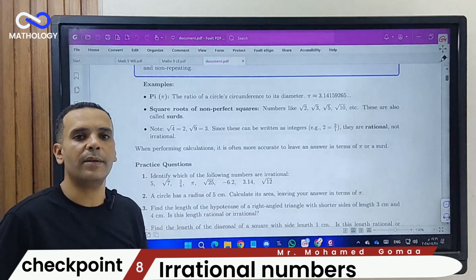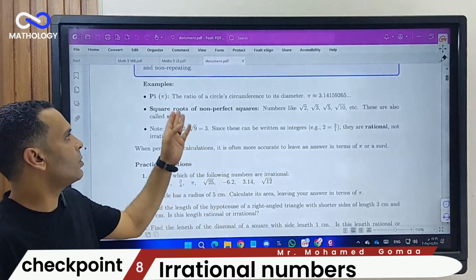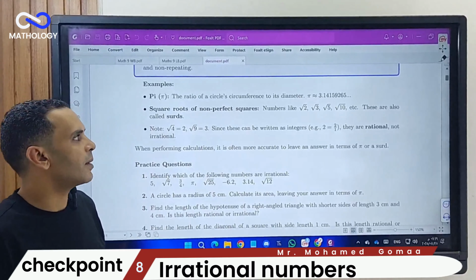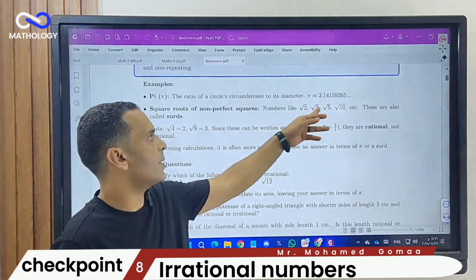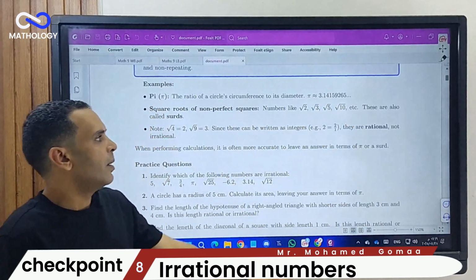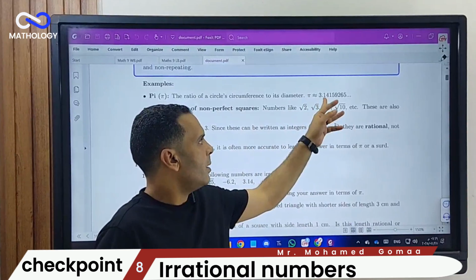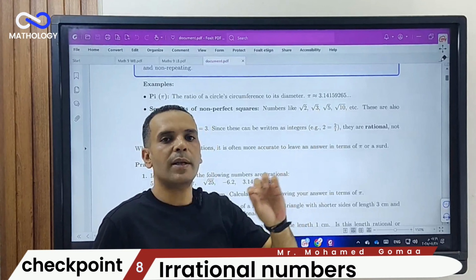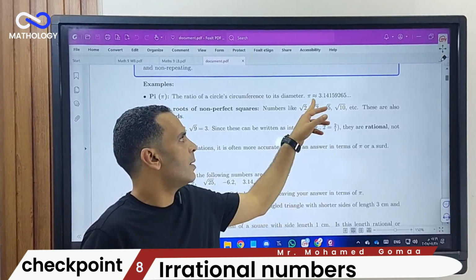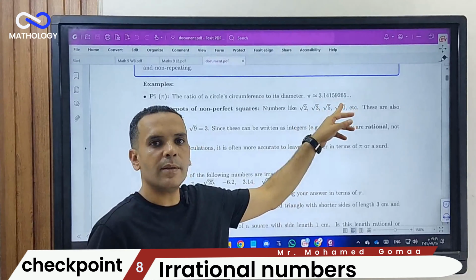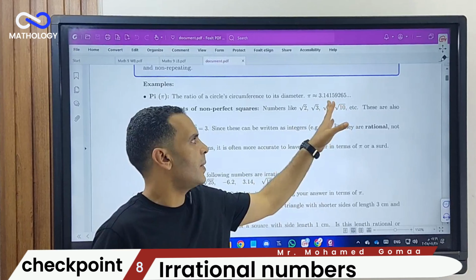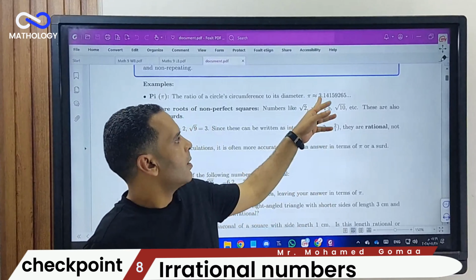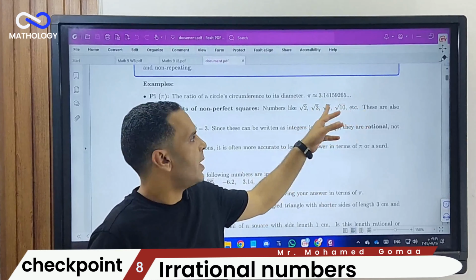Pi is an irrational number, which we use to get the area of the circle or the circumference of the circle. Pi is an irrational number. Look, pi is not a recurring decimal. It is a non-terminating decimal. Non-terminating means an infinite number of decimals. There is no end.